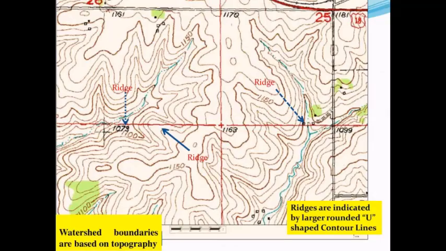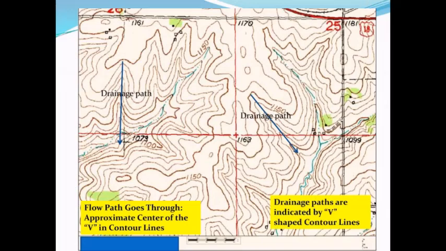The delineation of the watershed boundary is mainly based on topography. In topography, the main focus is given to the hills and ridges. In this contour map, the ridges are indicated by large rounded U-shaped contour lines. The blue arrow marks the ridges in the contour lines. Similarly, drainage paths are indicated by V-shaped contour lines. In the contour map, the blue arrow shows the drainage path that flows downward. The flow path goes through the approximate center of the V in the contour lines.